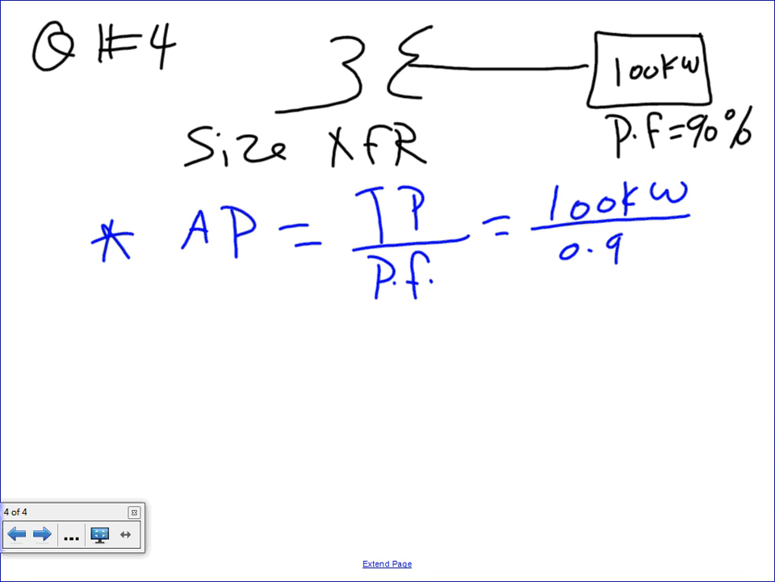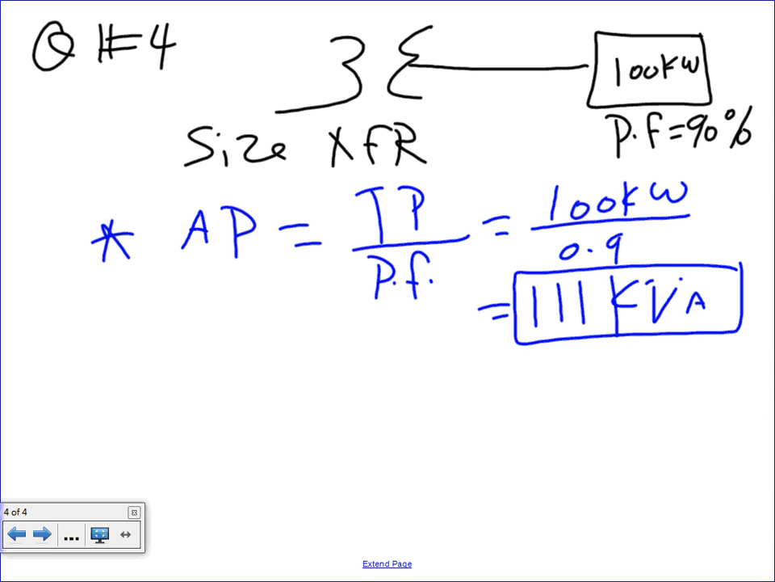Yeah, the true power divided by the power factor. It's going to go up. If you do that, you're going to end up with 111 kVA, if I did my math right. Any question, guys, about this? That's how we size the transformer.